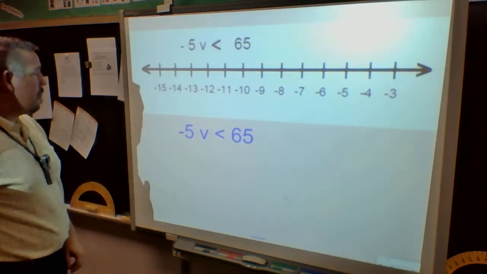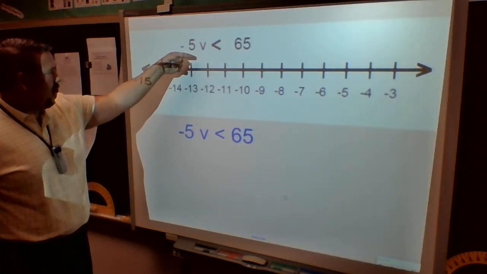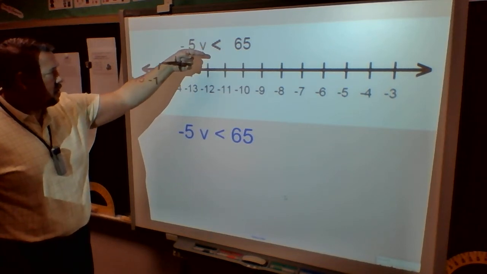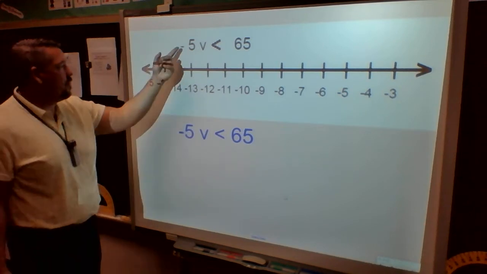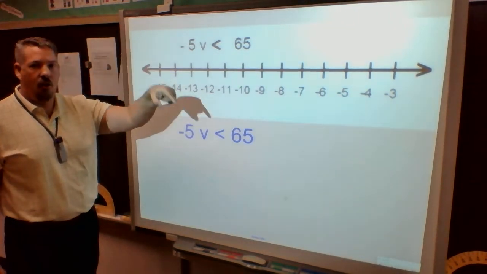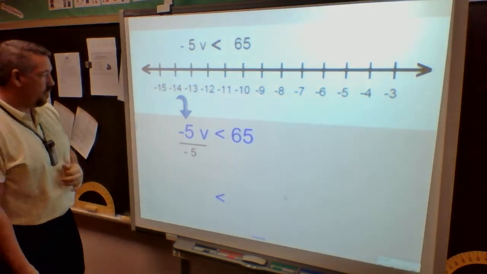Your third one. Negative 5 multiplied by v is less than 65. So this looks a little different, right? Because I've got a negative over here now that I have to carry over. So this is the new thing that we're going to talk about once we start solving for it.